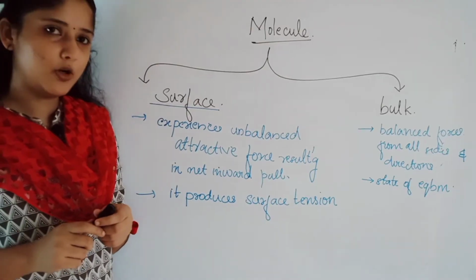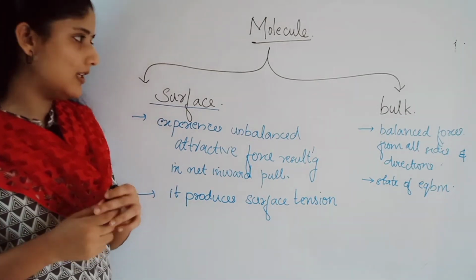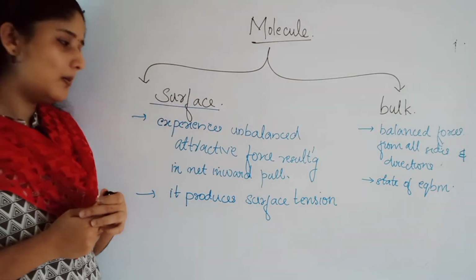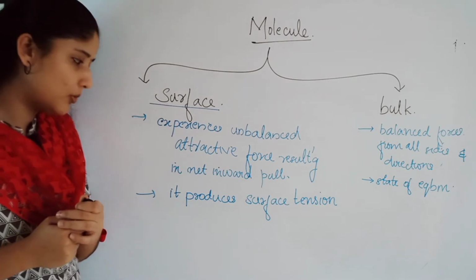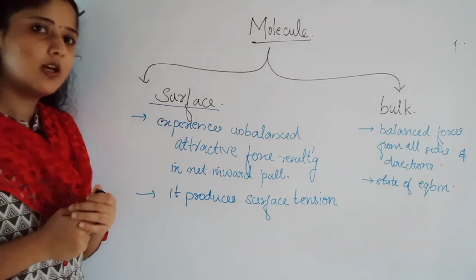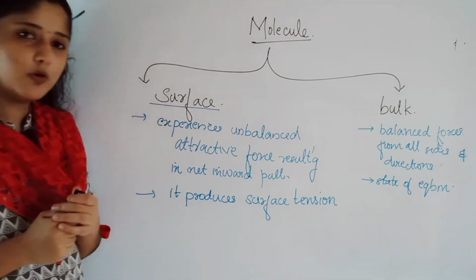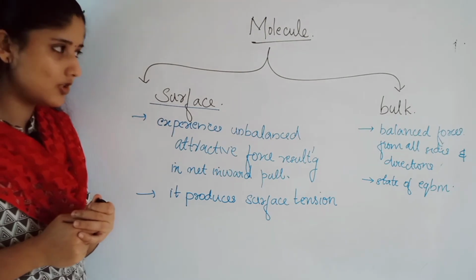This is the summary of what I have already told you. Molecules behave differently in the surface and in the bulk. At the surface, a molecule experiences an unbalanced attractive force resulting in a net inward pull, and that produces the surface tension. What is surface tension? It is a force with which molecules attract each other. That is called the surface tension.